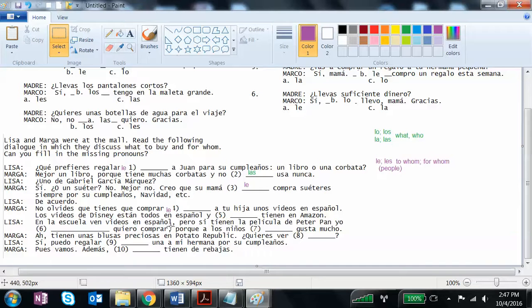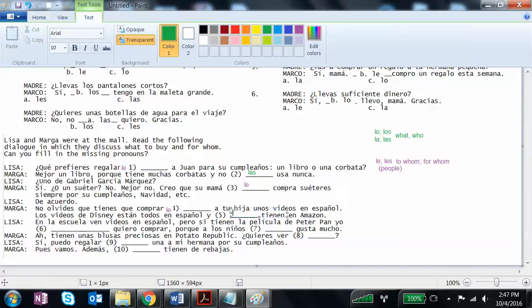Los videos de Disney están todos en español. Y los tiene en Amazon, and they have them in Amazon. This is not about people, it's about the things. So los videos, it's going to be these. And so we would put those right here to match with our videos.